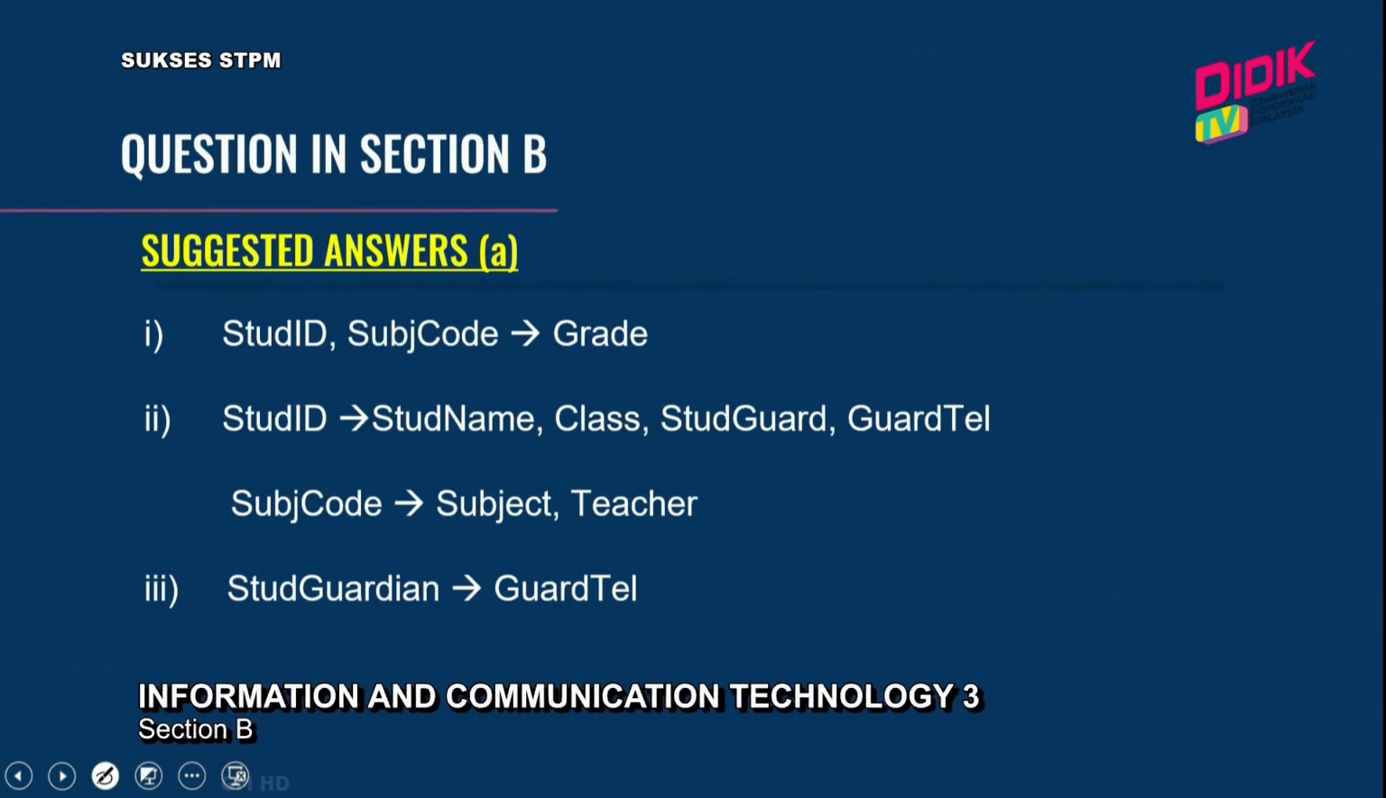Okay, for the third one, transitive dependency means both must be non-key attributes. Both attributes depend on each other. It's not depending on the primary key, it's depending on each other. So this is the answer. Guard telephone depends on student guard. So the telephone will exist when the student guard exists. Alright.